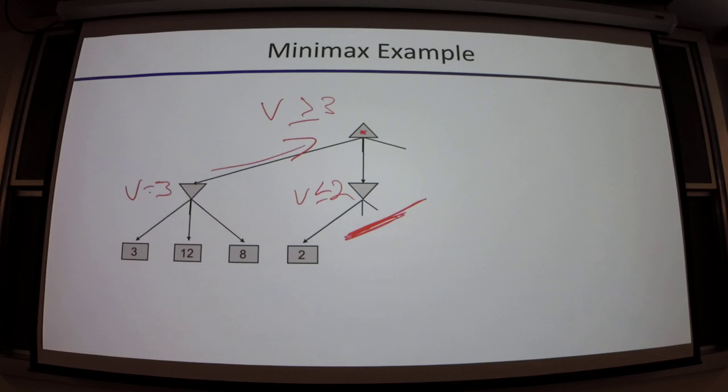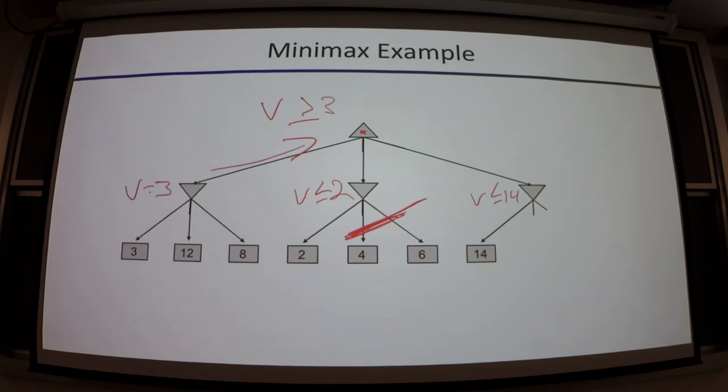Okay, let's keep going then. Ignore. All right. How about now? Why is this relevant? Yeah, if this node passes up 14, then that root is really going to want to know it because that's much better than 3. Right? So we'll keep going.